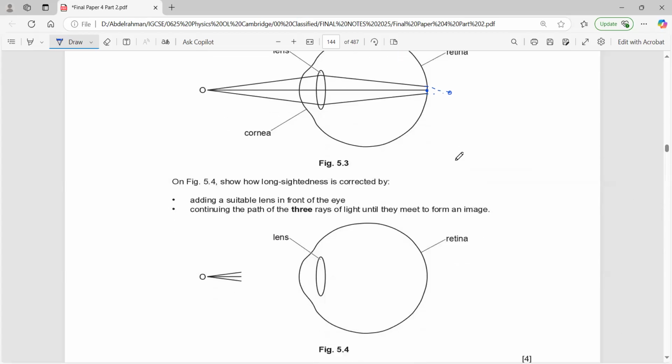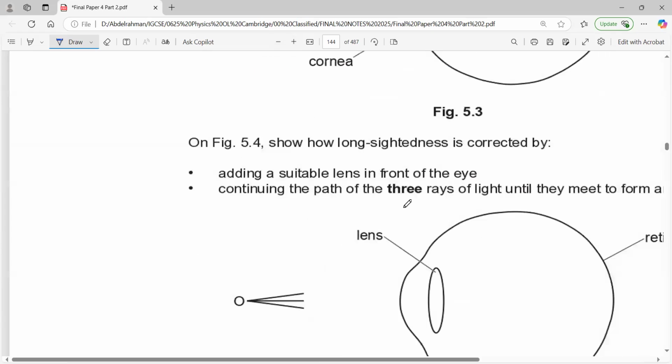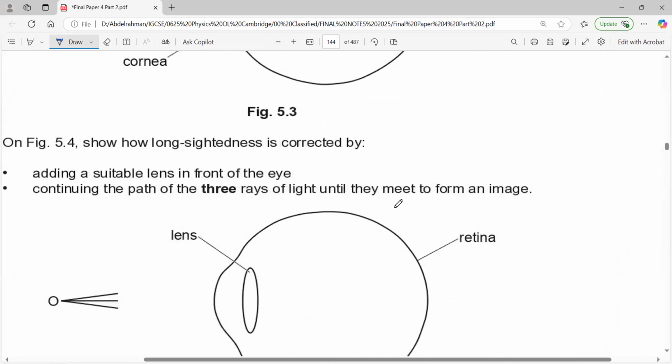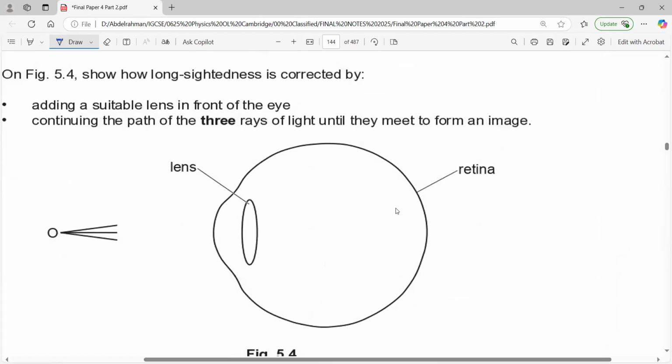How can I draw it? Let's zoom in a lot more. I need to zoom in and try to draw a bit more accurately. I will use a convex lens. Okay, this is a convex lens. This is the spectacles, the convex lens, which are used.